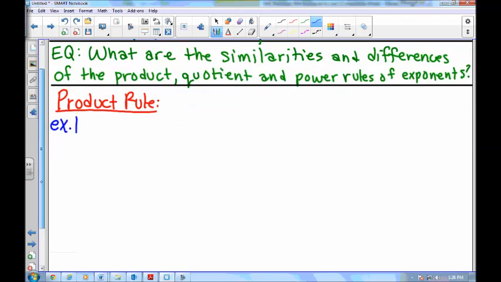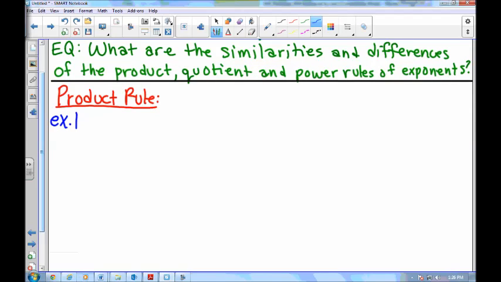Example 1. Tatiana, what's your favorite letter? There's 26 of them to pick. Okay, just pick a letter for us. C, as in cowboy. Okay, C. And Sadie, what's your favorite number? 2. Okay, thank you. 2C to the 4th times C cubed.